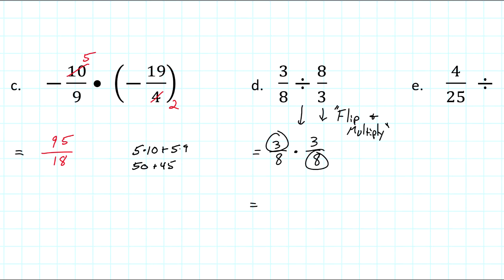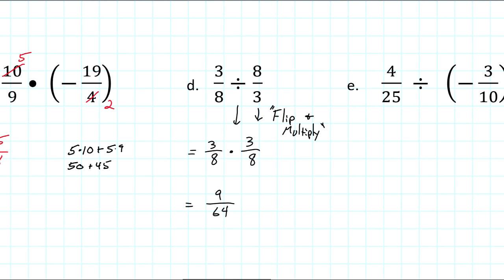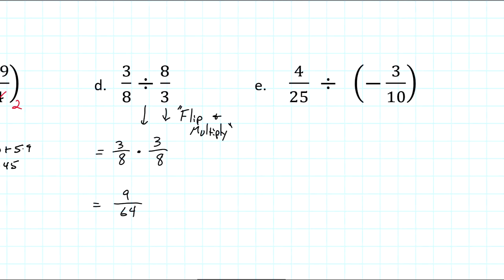Now nothing reduces. The 3 doesn't go into the 8s at all on the bottom, and the other one's also a 3, so there's no reduction here. This is just going to be 9 over 64. 8 times 8 is 64. That's it there.